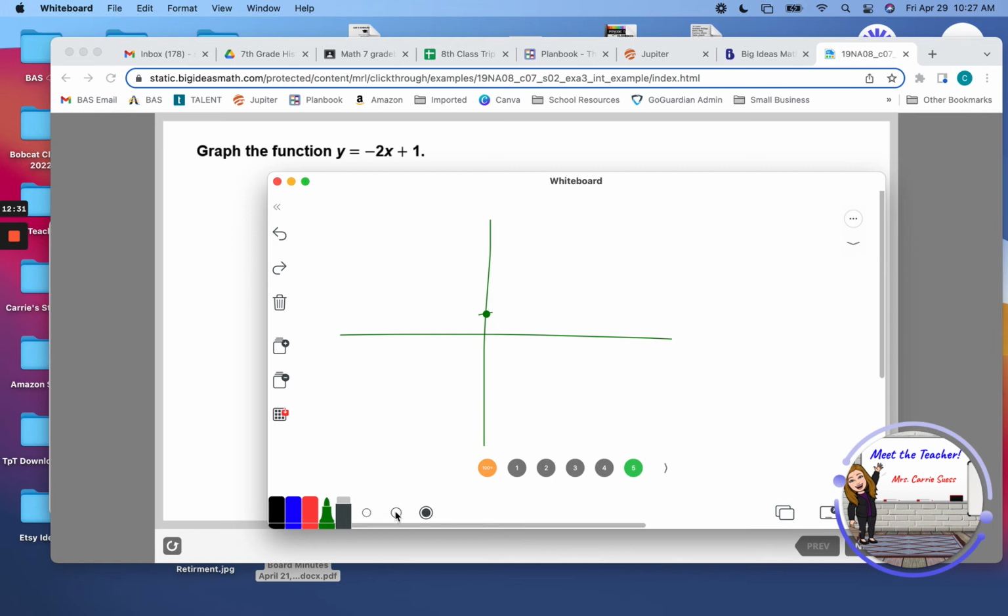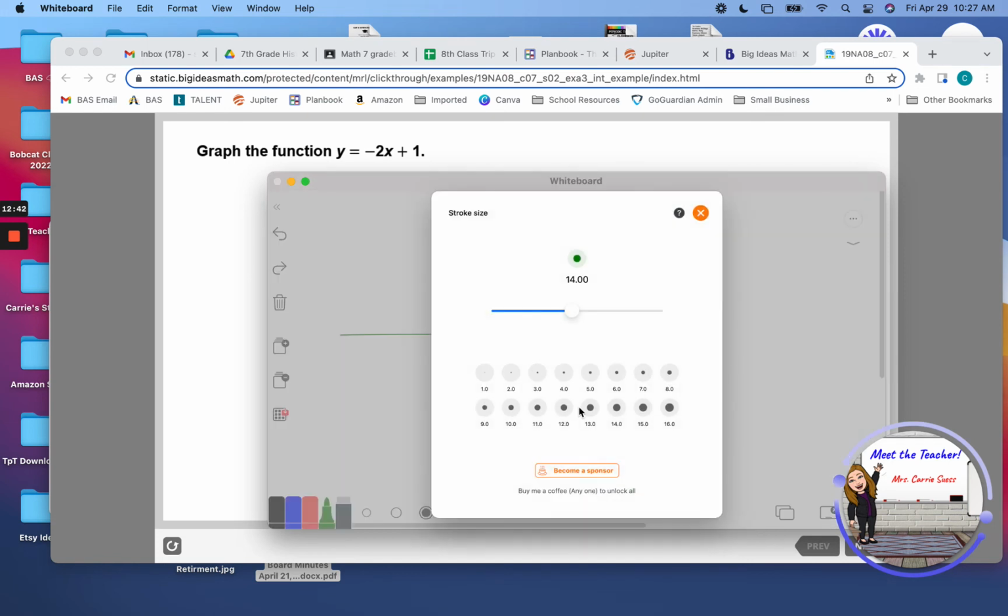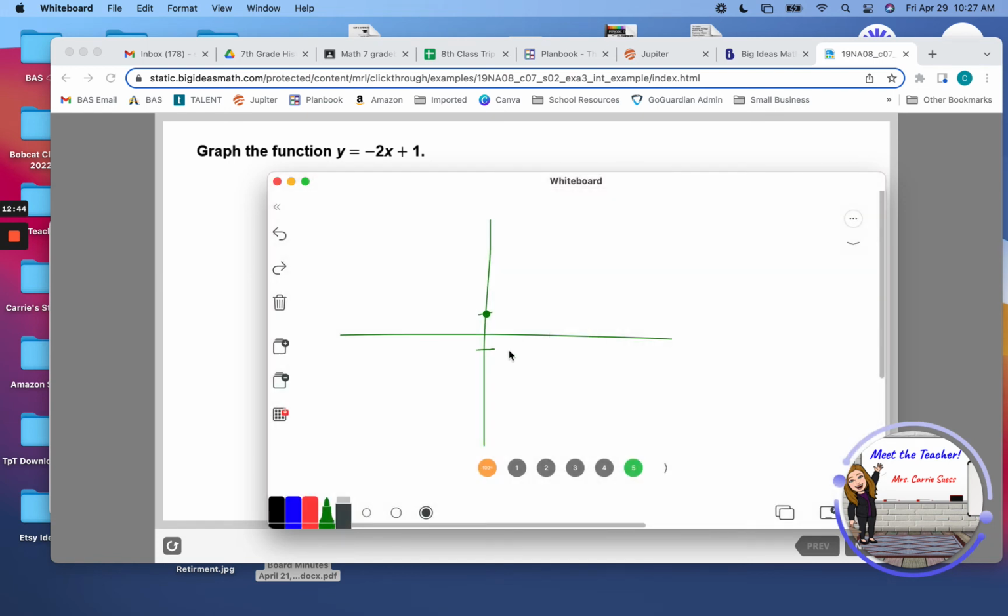Okay. What is my slope? Negative 2. So I'm going to go down 2 and over 1, and put a dot. So now I have a line.